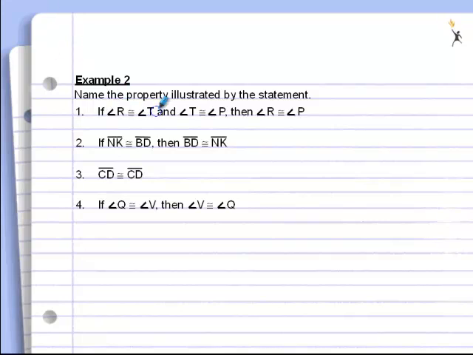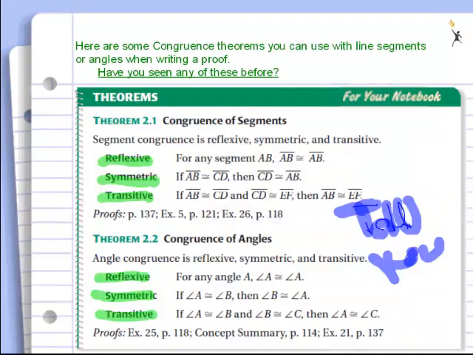We're going to name the properties illustrated here. If I told you that R is congruent to T and that T is congruent to P, what allows you to say that R is congruent to P? You're taking what R is congruent to, what P is congruent to, and saying R is congruent to P. Well, if I look, T is being used in both. So ultimately what I did was I crossed those out and I wrote my new statement that R was congruent to P. Well, if I look back, that is the transitive property.